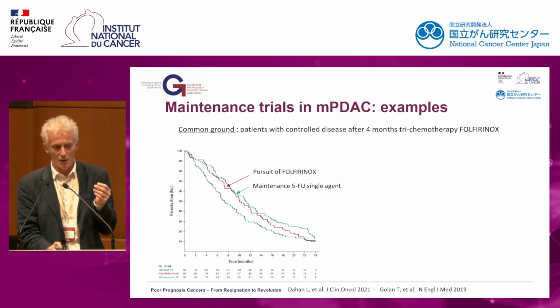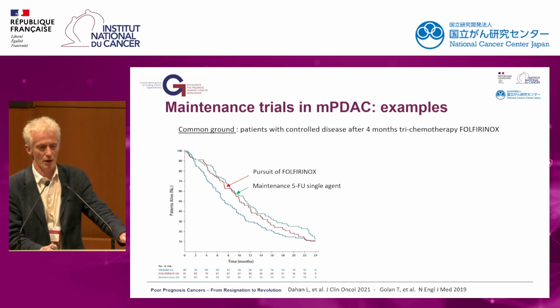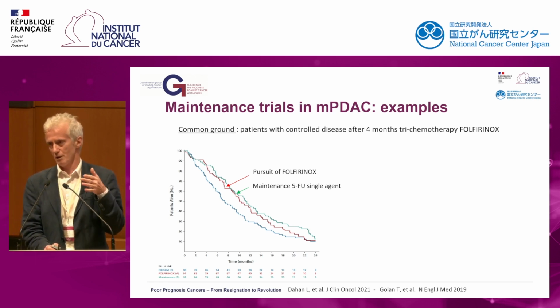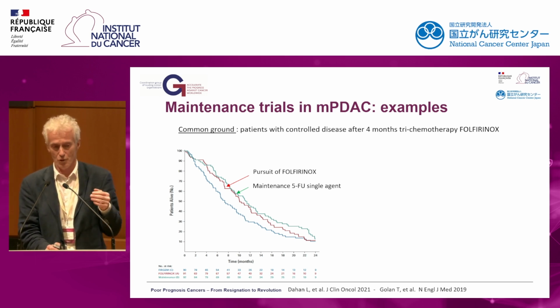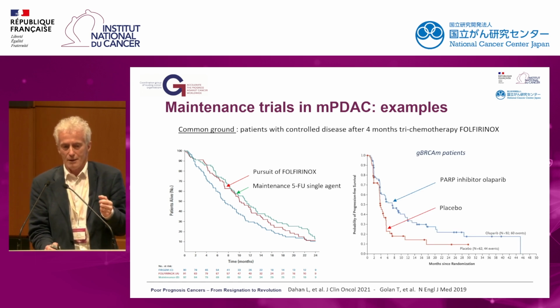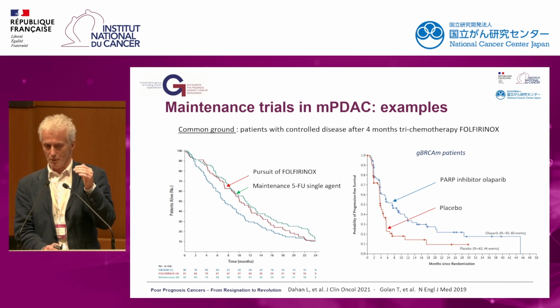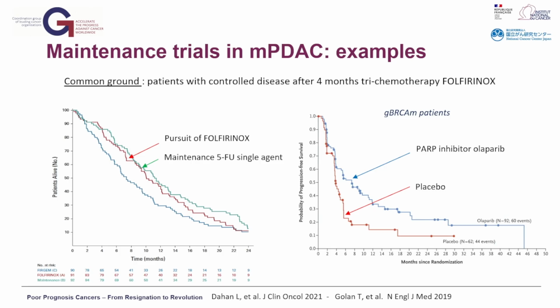And this has been shown to be efficient, like, for example, these maintenance trials in PDAC, with pursuit of FOLFIRINOX versus maintenance 5-FU, omitting oxaliplatin and irinotecan after 4 months, you see there is no difference in survival because they reintroduce after the drugs when the tumor progresses. And for G-BRCA mutation, of course, we have a nice difference between PARP inhibitor olaparib and placebo. And reintroducing after progression FOLFIRINOX or even olaparib allow the patient to go better. But to prove the efficacy of drug, you need these trials.